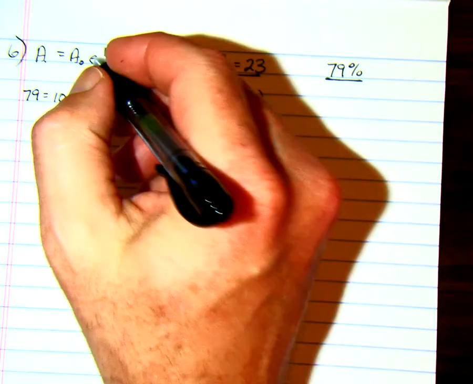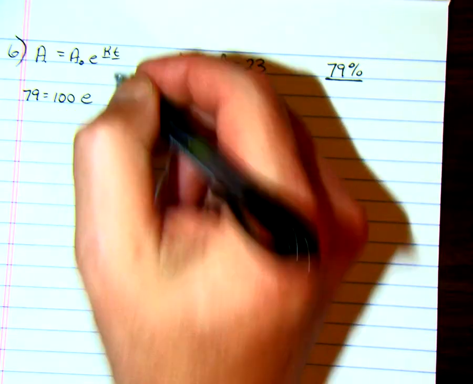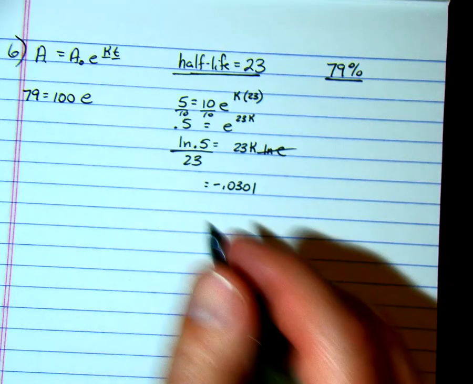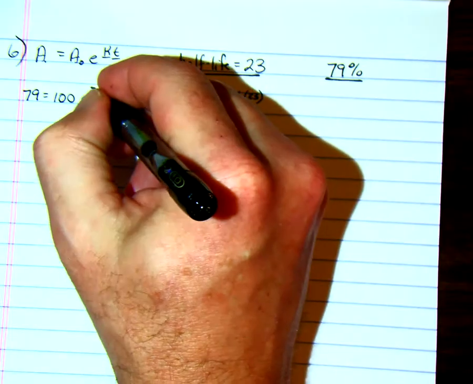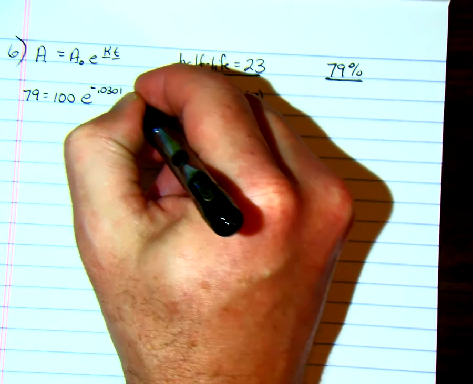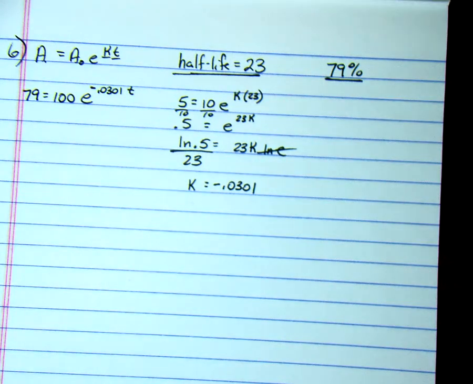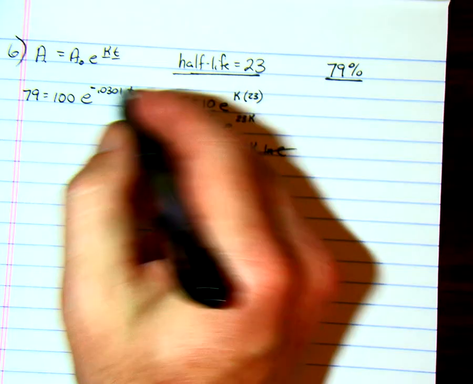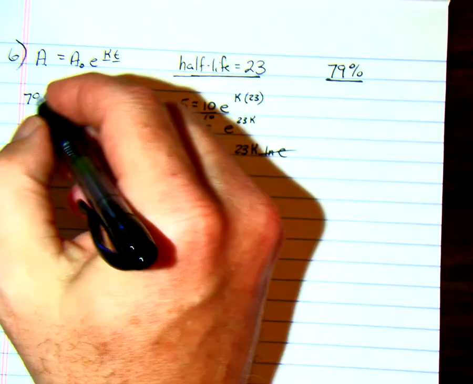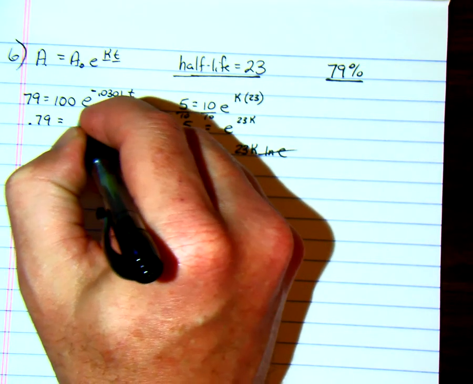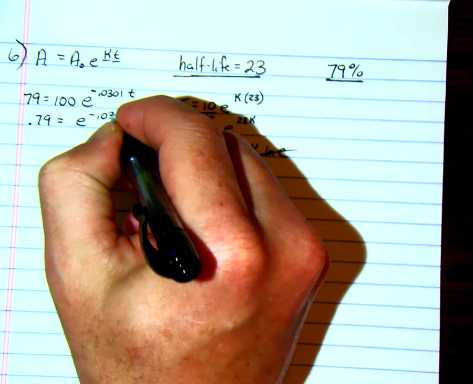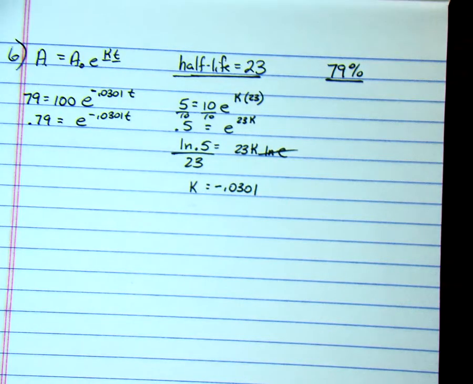Now, how did that help me? Well, now I come up here. I used to not know what k is, and I don't know what t is, but now I know what k is. k is negative 0.0301, and t now becomes my unknown. And now, life is good. I only have one unknown. We can solve for this. Let's roll. Divide by 100, I get 0.79 equals e to the negative 0.0301t power.